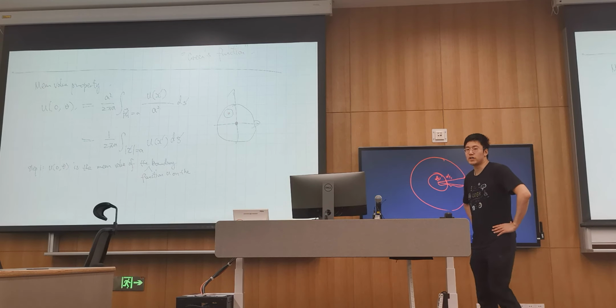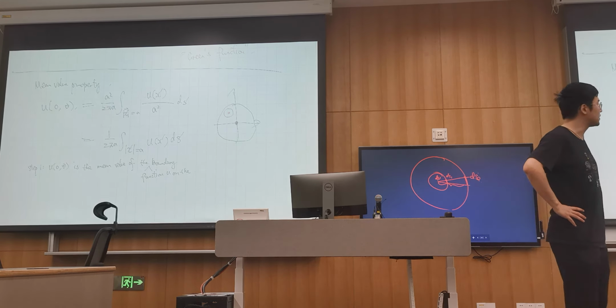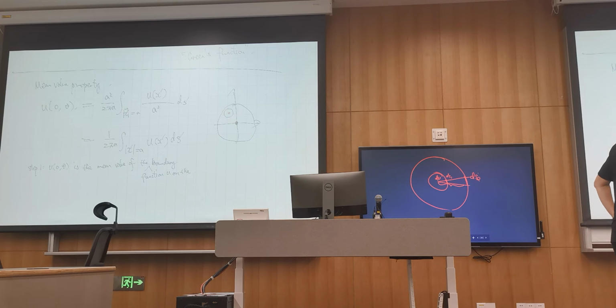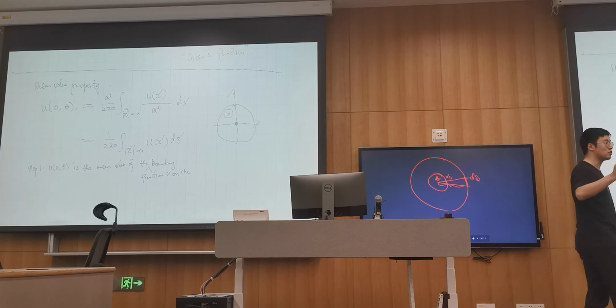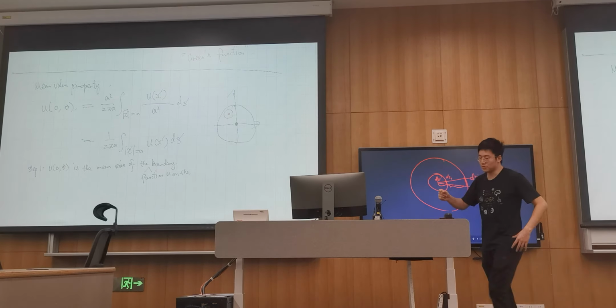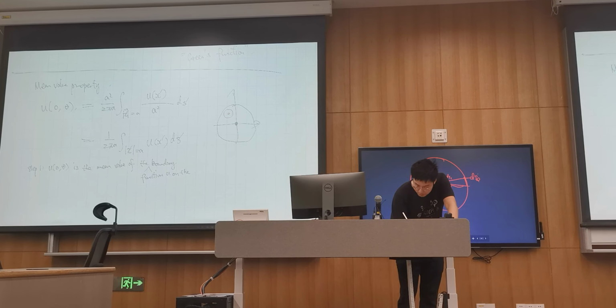Why is it still the mean value? Why is it the same? We just need to do a spatial translation. Right? We just need to do a spatial translation. Now, suppose that I am now moving the coordinate to this place.